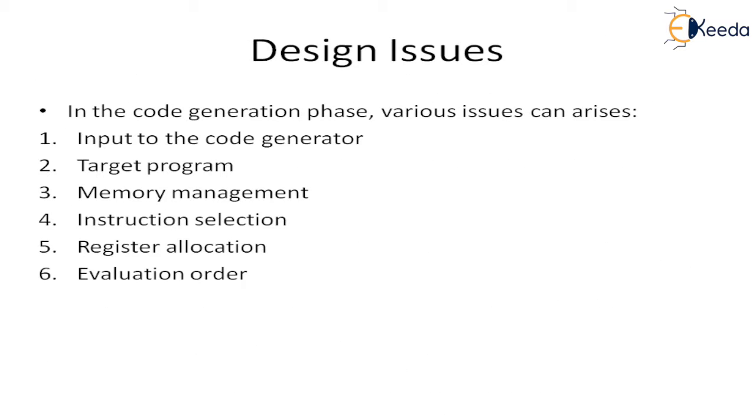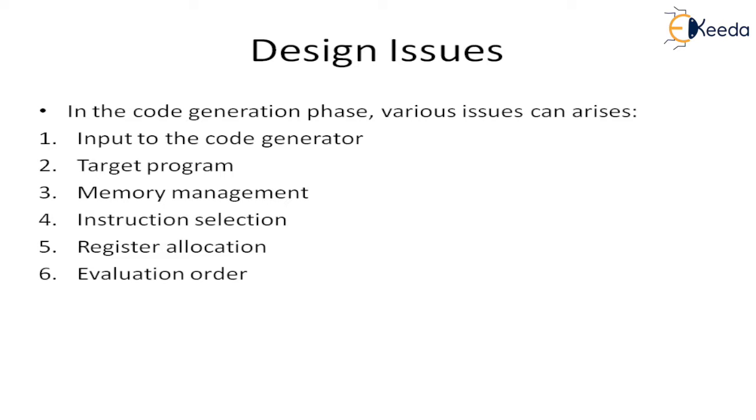Now we turn to the main design issues of code generation. In the code generation phase, there are various issues. The first issue is the input to the code generator. The second is the target program. The third is memory management. The fourth is instruction selection. The fifth is register allocation.